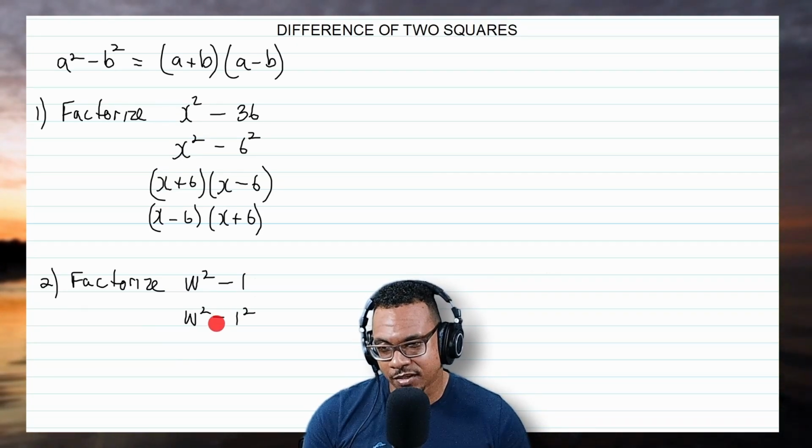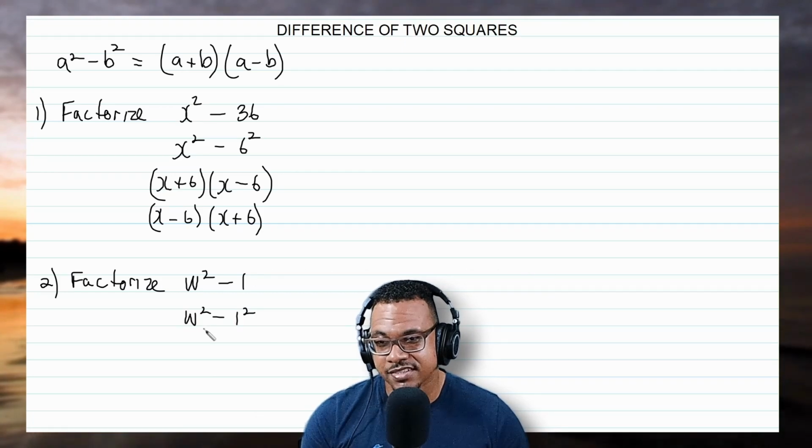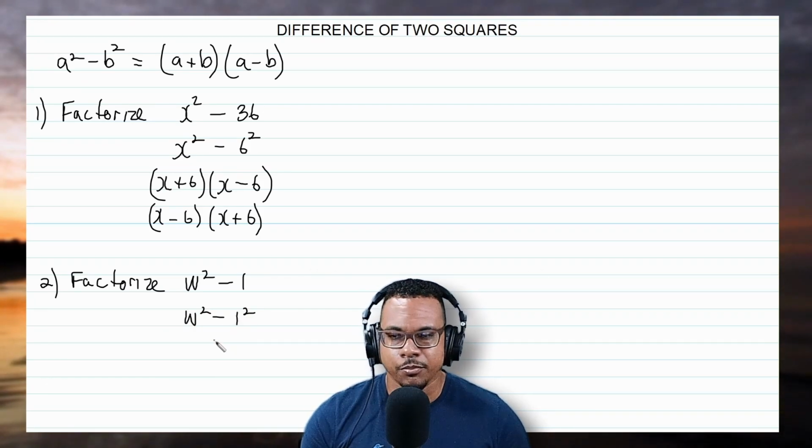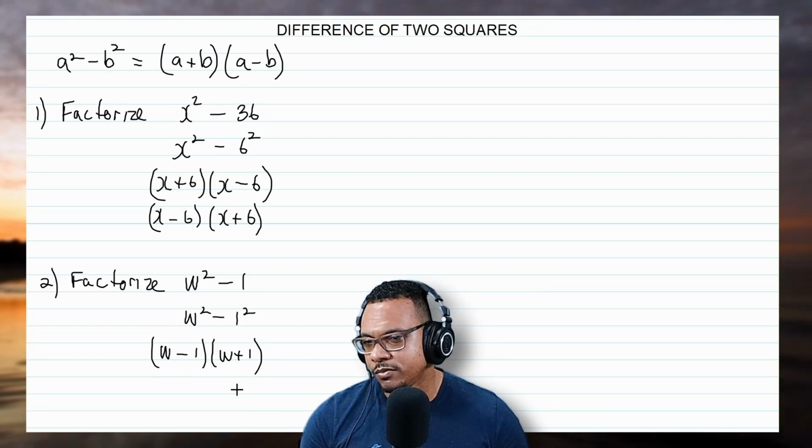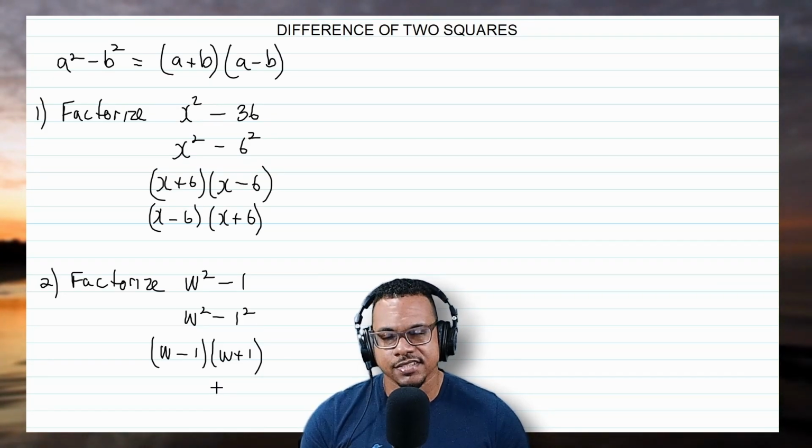And now you have what? The difference, subtraction of two square numbers. And the square numbers are what? You have w squared and 1 squared. So w and 1. So in my brackets, I'm just going to use the w and 1. W comes first, then 1. As long as you have one plus and one minus, you're good to go. That's the answer.